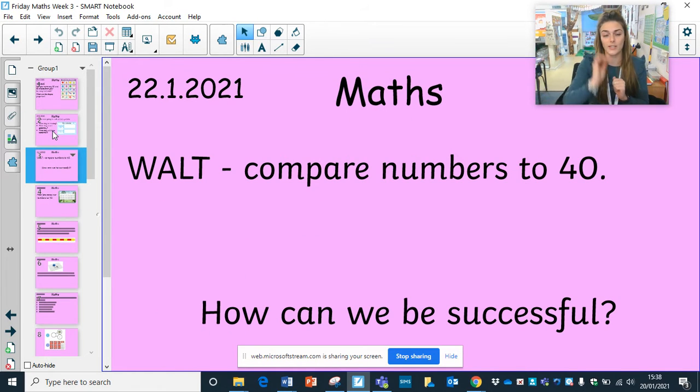So what we are learning to do today. Our learning is we are learning to compare numbers to 40. So how can we be successful? To be successful, again, we need to be able to recognise our numbers to 40 and be able to count to 40. That's really important. We need to be able to count the number to be able to compare the number. Compare just means to use words, things like more, less, the same as, and then discuss how many more, how many less. So it's almost looking at quantities or groups and seeing which has more and which has less, and discussing that.